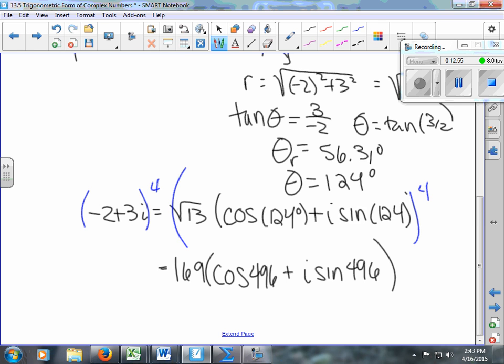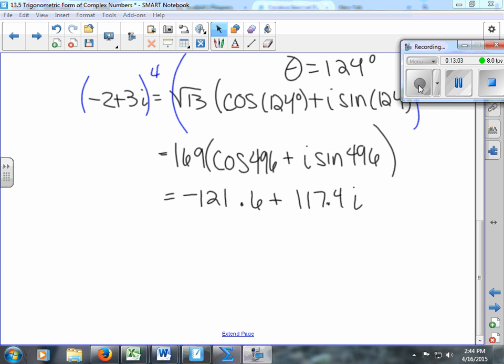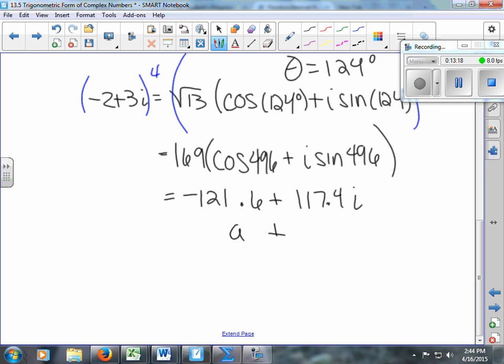And so I can go back to the standard form of the complex number. And I've done that now. So what I just did is I typed in the cosine of 496 and multiplied by 169. And then I did the sine of 496 and I multiplied by 169. And so now I'm back in a plus bi form. And so that's how you do powers.